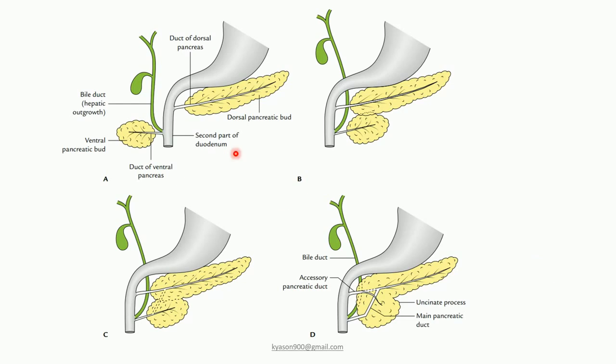This image can further show you the ventral bud and dorsal bud. As the duodenum rotates, this ventral bud is going to rotate around the duodenum to come and fuse with its counterpart so that we can form the gland. Of course, as the various parts of the gland form, the ducts are also going to be forming. Initially, we have two ducts: a duct of the ventral bud and a duct of the dorsal bud.